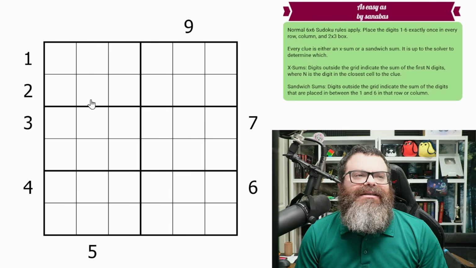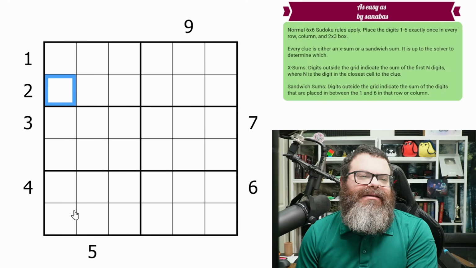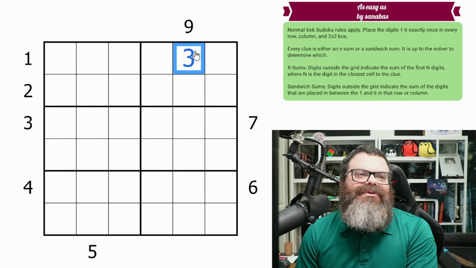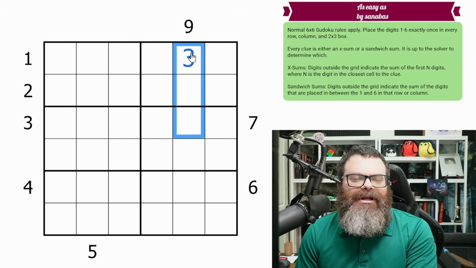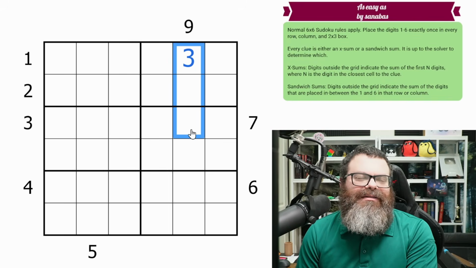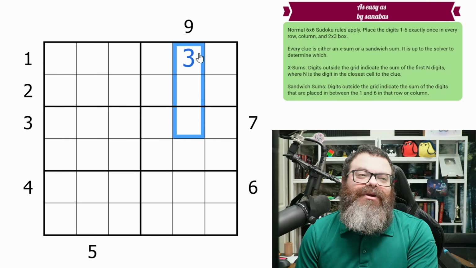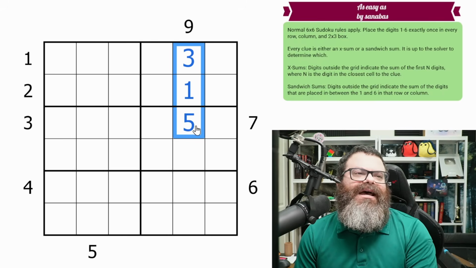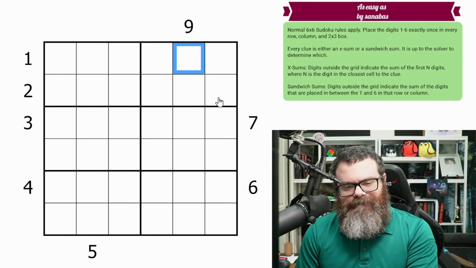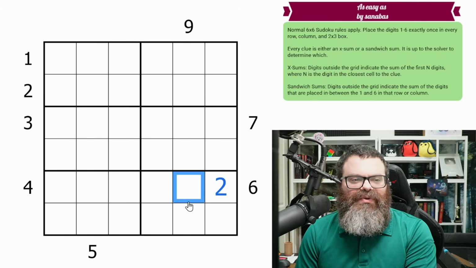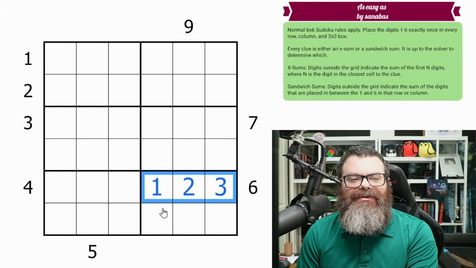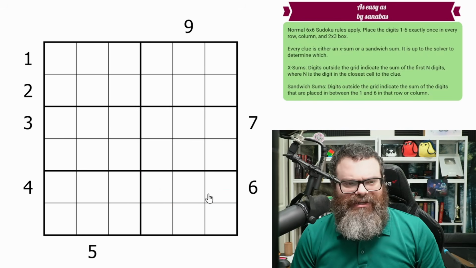So if they're an X sum, then whatever digit goes next to the clue, say this was a 9, and say this was a 3. Then that would mean that we use 3 cells, including this 3, to add to 9. So we already have 3, so we need to add to 6. We could do 1, 5, for example. So 3, 1, 5, that adds to 9. We could also, say for this 6, make this 2, 4. Or we could make this 3, 2, 1. So this tells you how many to use, and that many adds to our digit outside, if they're an X sum.